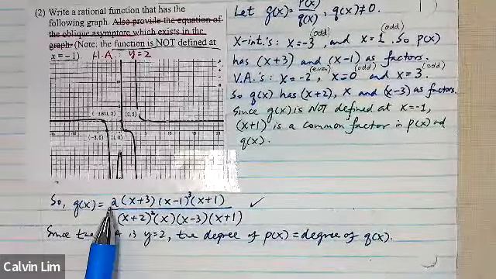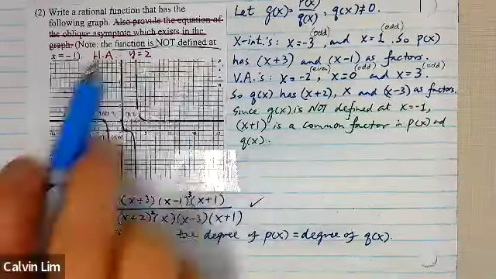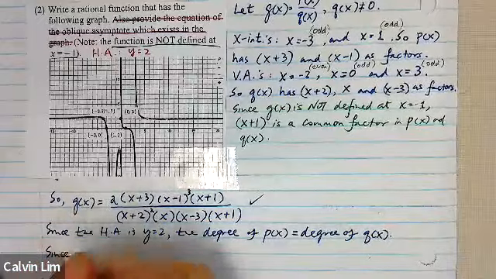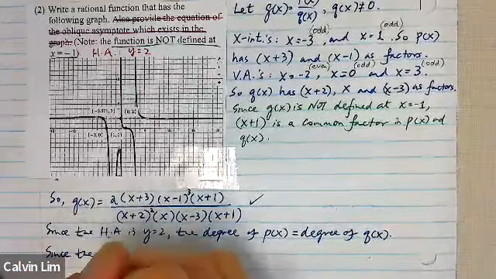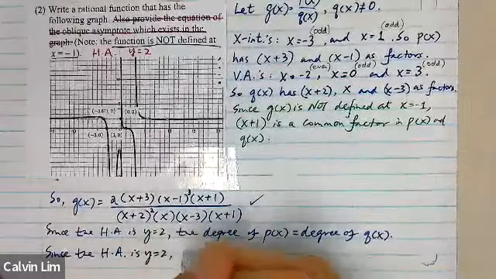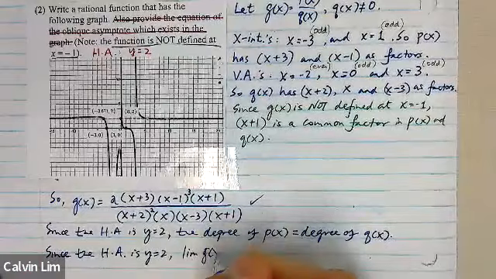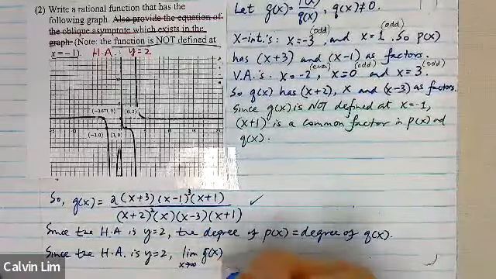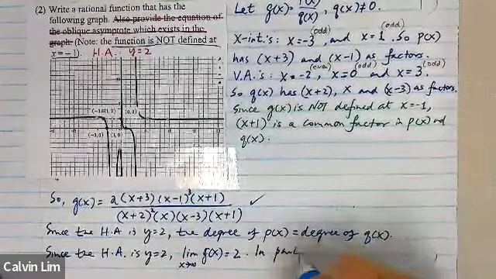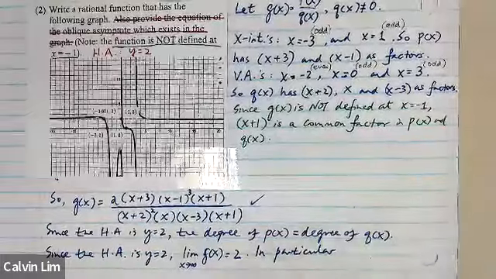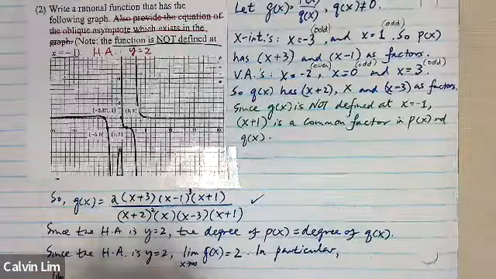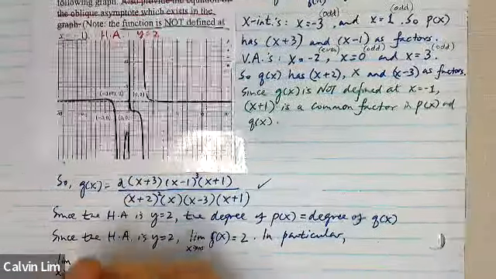So how do we determine the value of A? You can use the equation of the horizontal asymptote. Same thing, just same as the first question. Since the HA is y equals 2, the limit of g of x equals 2. In particular, it's all about the transitioning, right? So in particular, A.